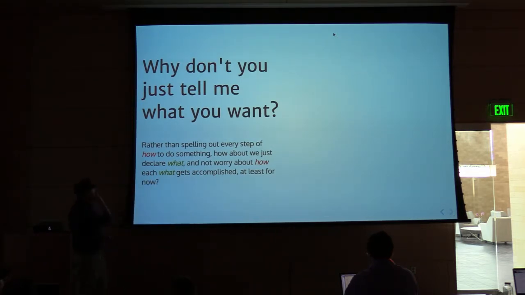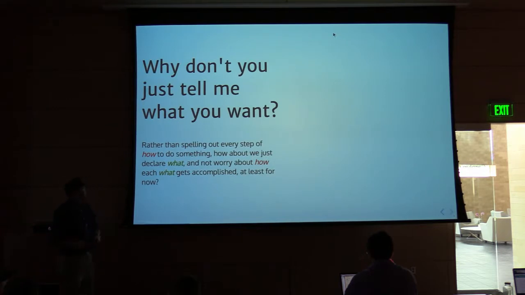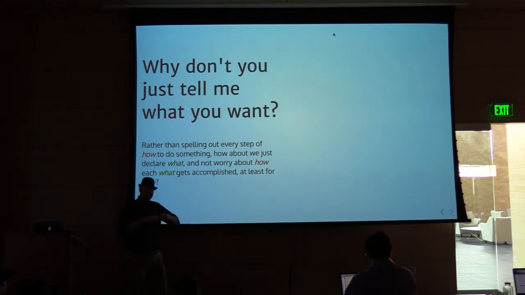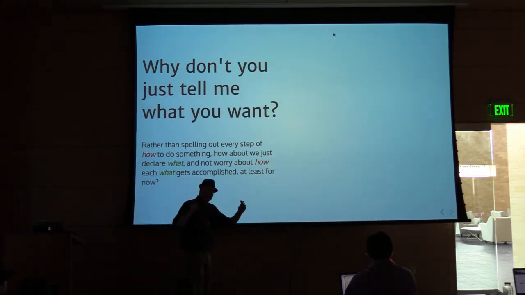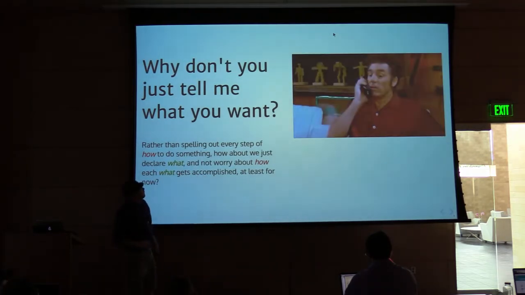So rather than spelling out every step of how to do something, how about we just declare what? Not worry about the how of the what. At least not at a particular level, right? The definition is defined at a lower level. But when we're programming, we want to be programming at this higher level, this higher abstraction level. That would be ideal.